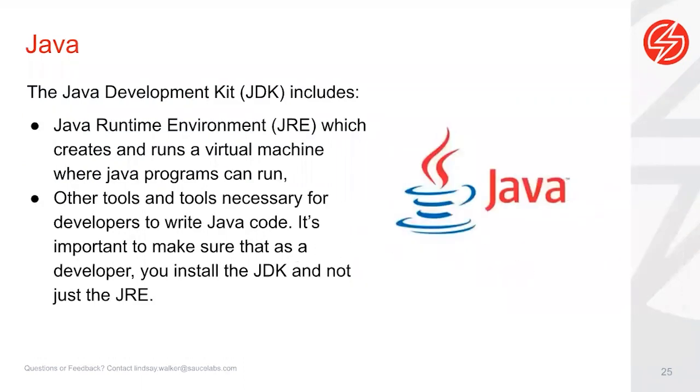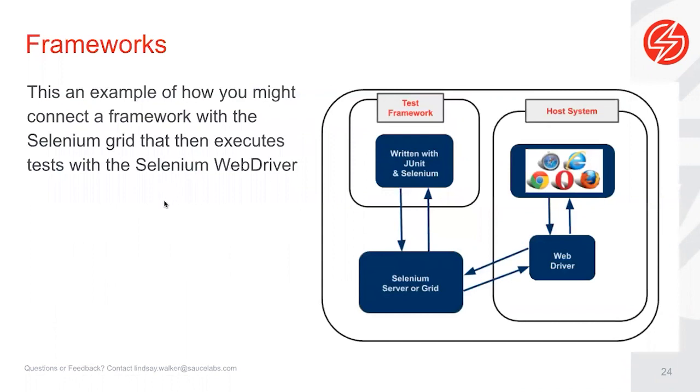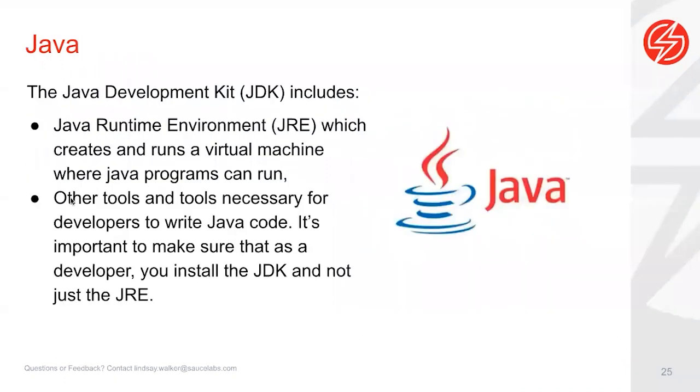Here's something also I've found that is one of the harder things about setting up your environment. In order to write test code, you need to install the Java Development Kit. There is a difference between the Java Runtime Environment, which anyone can download and use to execute Java programs, and the Java Development Kit. The JDK includes the JRE, but it also has other tools that are necessary for you to write the Java code and to execute the tests. It's important to make sure that as a developer, you install the JDK and not just the JRE.